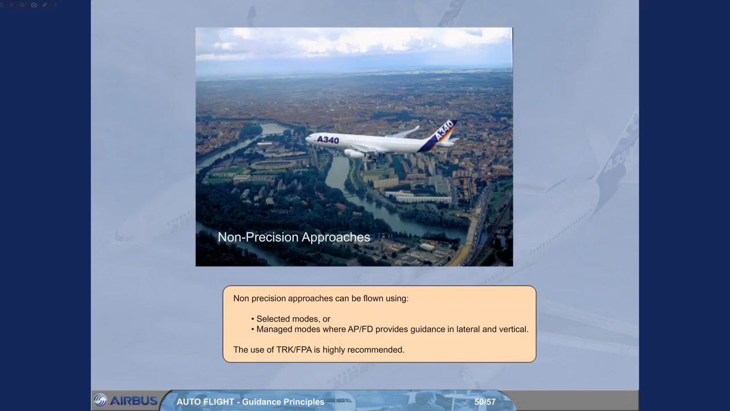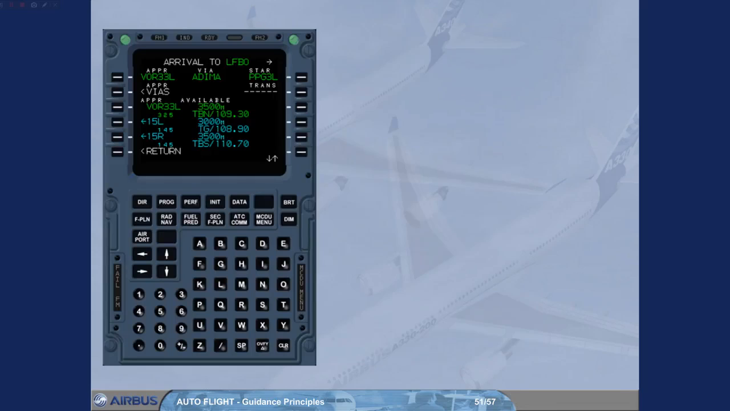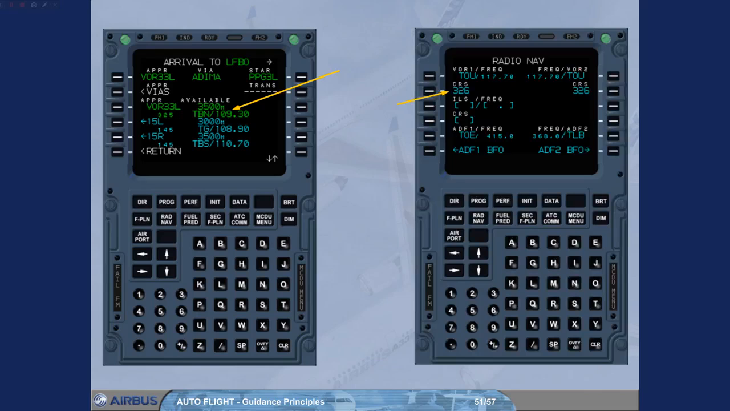Non-precision approaches can be flown using selected modes or managed modes, where autopilot flight director provides guidance in lateral and vertical. The use of track flight path angle is highly recommended. The managed mode can be used if the approach is defined in the database. Type of approach must be inserted in the flight plan, and nav aids with associated course must be tuned manually through the radio navigation page.